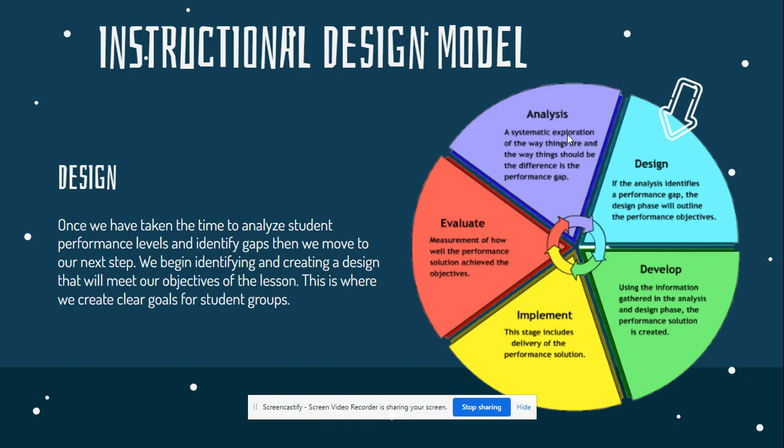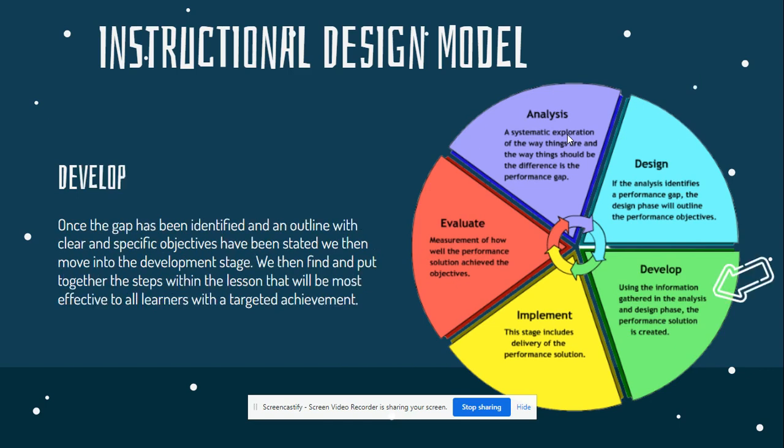When we begin creating a design, we're going to talk about what objectives we want to be successful with by the end of the lesson. Let's keep talking about and looking at the next step, which leads us to developing. We're going to develop and identify an outline with specific objectives that have been stated within the analysis and design model stages. We're going to talk about learners within our classroom and what we need to do to target achievement within each one.